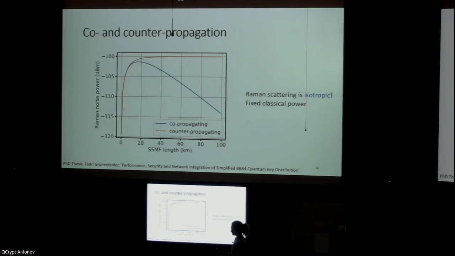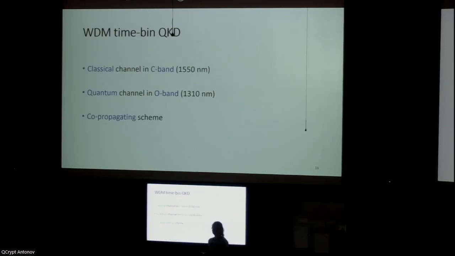So from this it can be concluded it's more advantageous placing oneself in a co-propagating case, with the quantum channel and classical channel in the same direction of propagation. This is precisely how we will set up our setup. This means that we'll have the classical channel in the C band and the quantum channel in the O band in a co-propagating scheme.